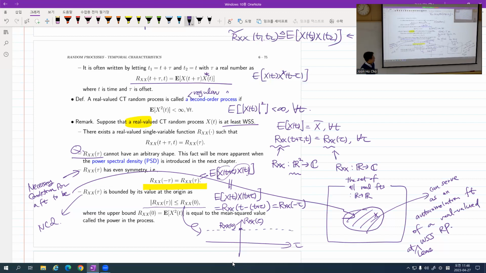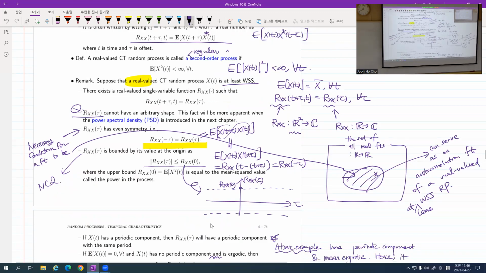Got it? Now this inequality means that this value can serve as an upper bound of the absolute value of the autocorrelation function. But what we are going to draw is not the absolute value, but the function itself. So we choose negative R sub xx of 0 for the lower bound. Then what does this inequality mean? The autocorrelation function lives inside this band, right? And also, it cannot exceed this value. Since this value is realized, probably something like this, and also, according to the necessary condition, it must be even symmetrical.